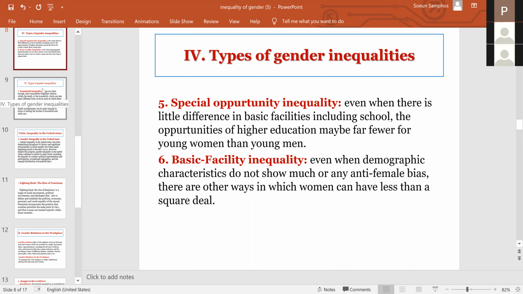Basic facility inequality. I raise one example to explain. In some countries, girls are excluded from schooling. Also, 43% of males are literate, while only 12% of females are. Women also enjoy fewer facilities to cultivate their talent.